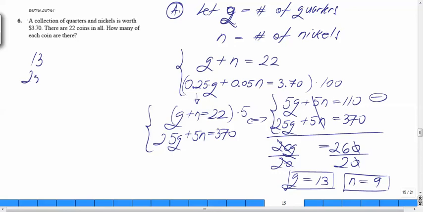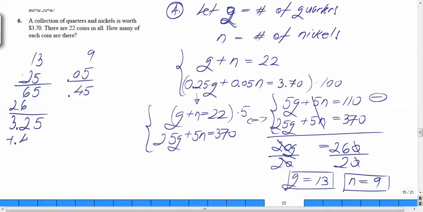13 times 25: 5 times 3, 15, 5 times 1, 5 plus 1, 6, 2 times 3, 6, 2 times 1, 2. So that's $3.25. Now 9 nickels times 5 cents gives me 45 cents, right? Because I'm changing this to dollars, 3.25 plus 0.45 is $3.70. We're good. We solved the problem right.